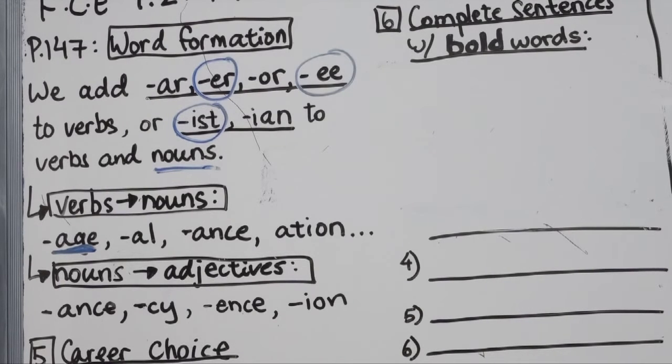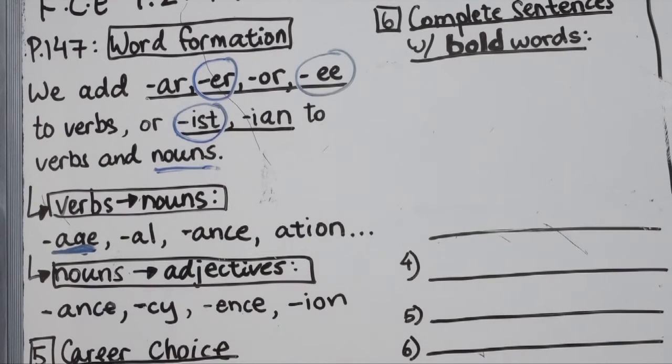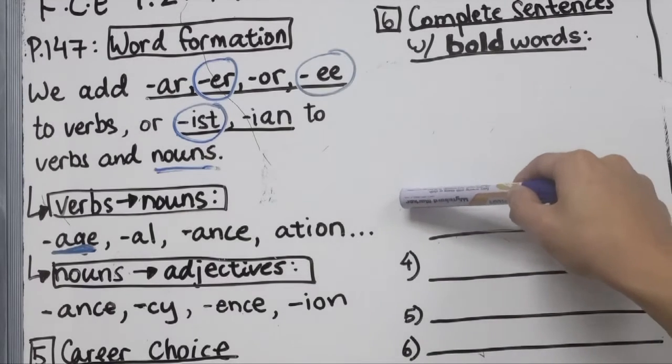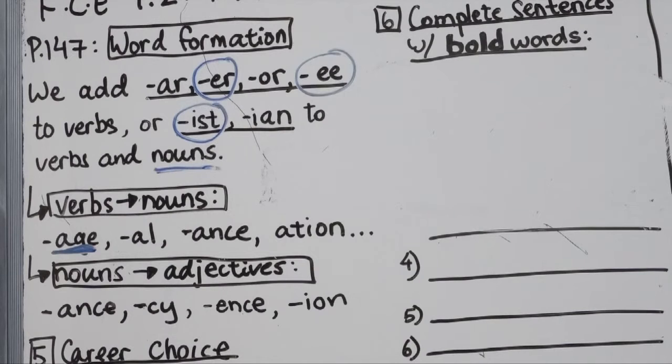So we have ANCE, same as the verbs to nouns, but this is used as an adjective. Not an activity, not a noun. Adjectives, remember. And then we have CY. We have ENCE, same as the one in the top part. But mind you, again, the top part is nouns, this part is to describe. Adjectives. And then we have ION, similar to the one on top, but remember, adjectives.